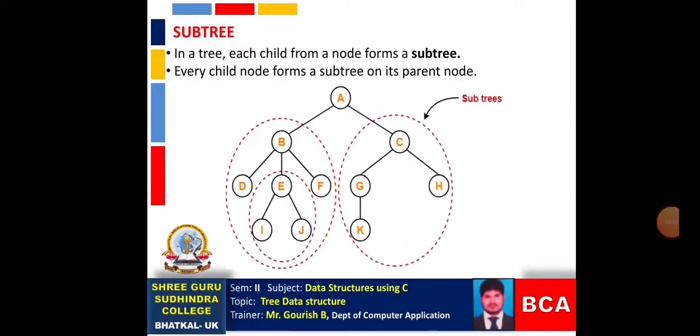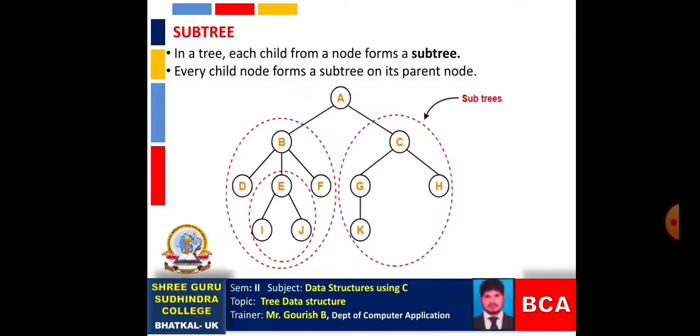Next terminology is subtree. What is a subtree? In a tree, each child from a node forms a subtree. That means each child node forms a subtree of the tree. For example, consider A, whose children are B and C. B forms one subtree, C forms another subtree. B and C are the subtrees of A.